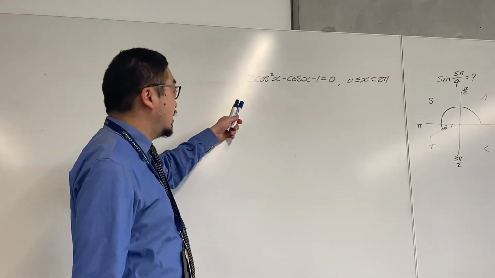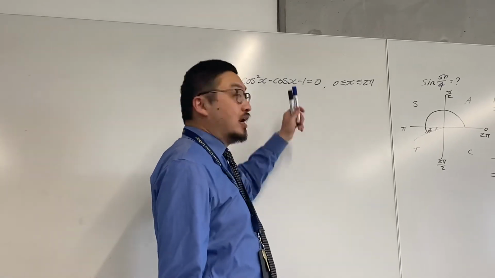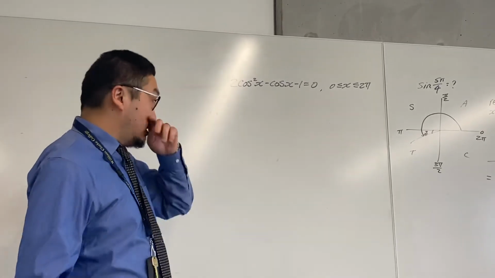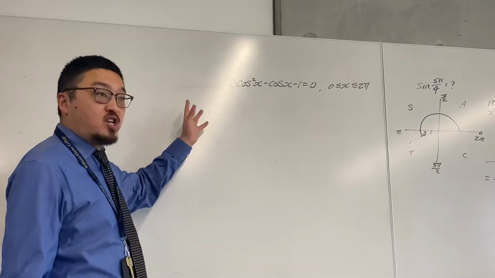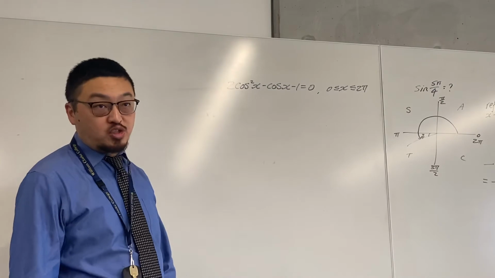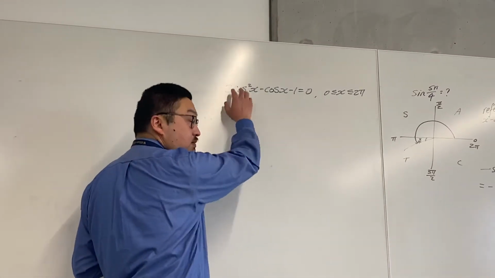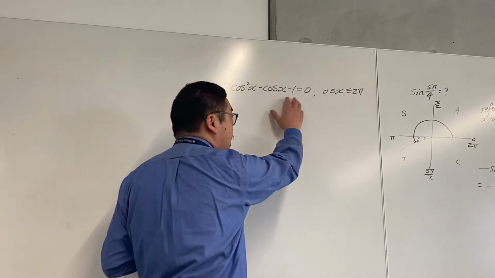So let's have a look at this one. The question says 2 cos square x minus cos x minus 1 equal to 0. I want to address that if the question is already in this format, that reminds you we're going to use quadratic equation form. Why is that?